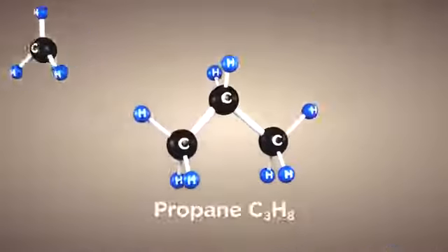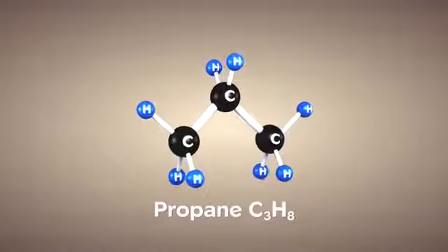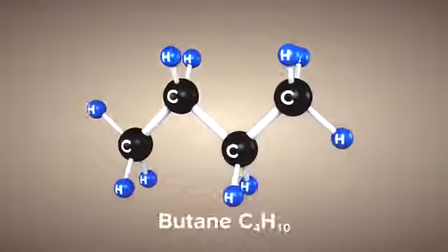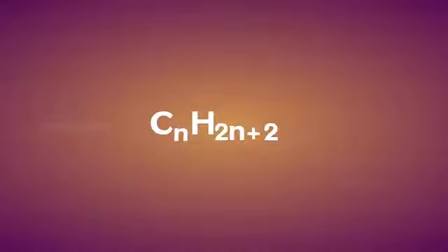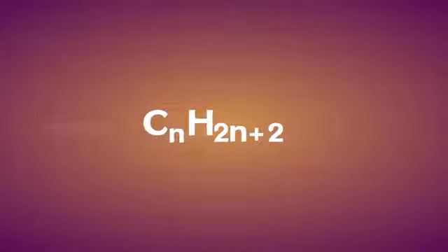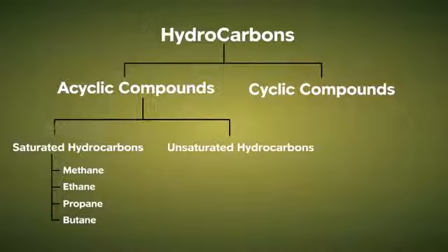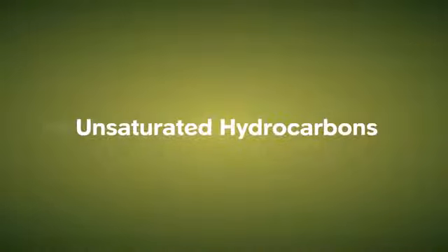The next 2 members of the alkane family are propane and butane. The general formula representing alkanes is CnH2n+2, where n is the number of carbon atoms. So far, we've learnt about saturated hydrocarbons. Let's now discuss unsaturated hydrocarbons.